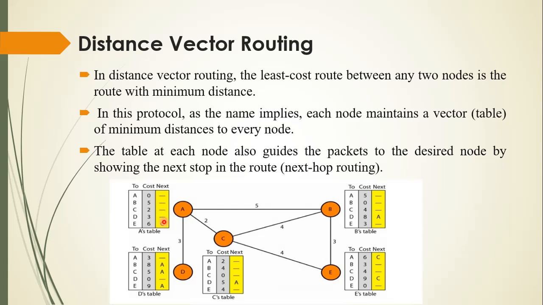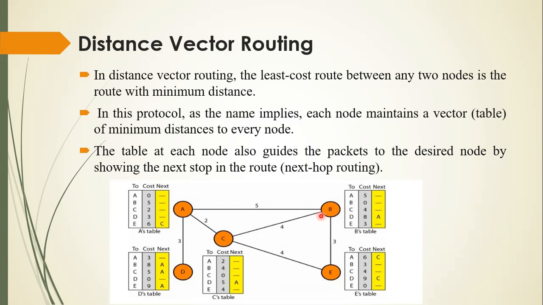So we are writing C over here. From A to E we have to go via C, so A to C, C to E. So 2 plus 4 is 6. The distance is 6, but we have to write C as the next hop. So like this, at each and every node we have a vector table.